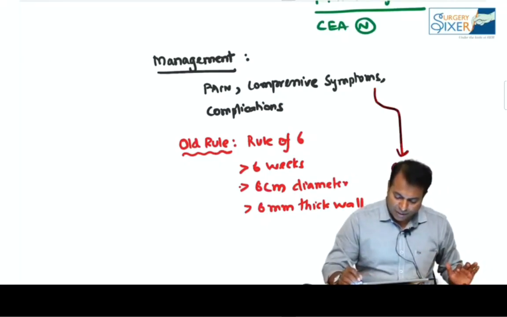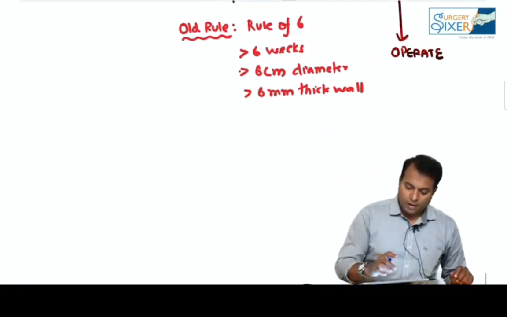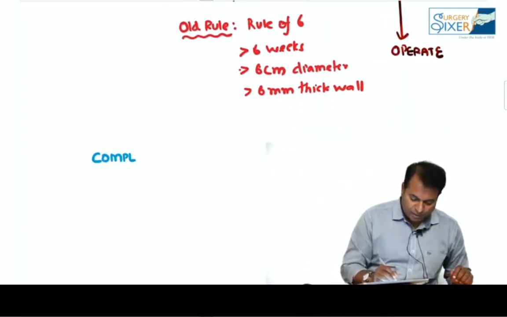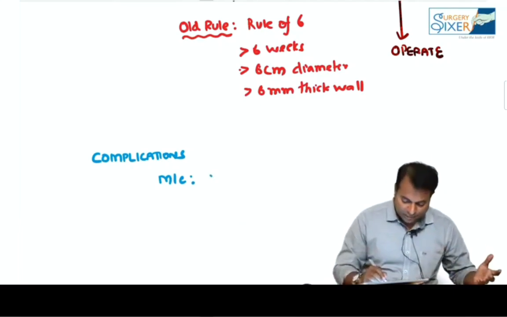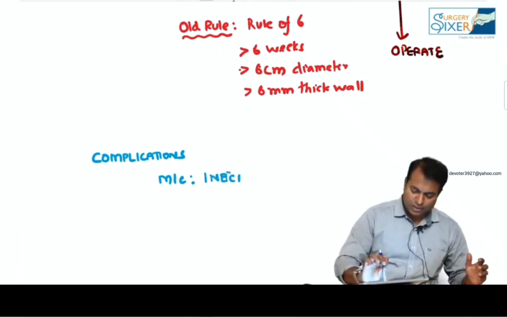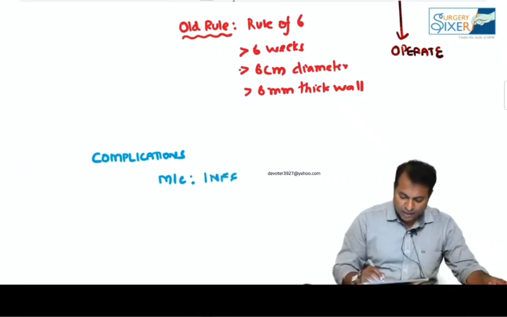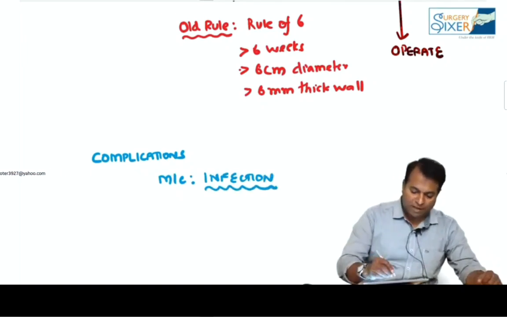Based on the symptoms and complications, we operate. So what are the complications you should know in pseudocyst? Can you tell me what are the complications? The most common complication of pseudocyst is infection. If it gets infected, it becomes a pancreatic abscess.